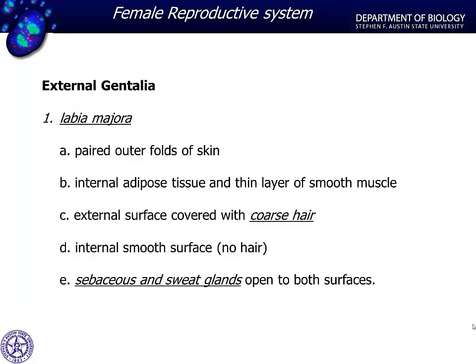Lastly, we have our external genitalia. This is going to consist of the labia majora, labia minora, and again, what we're going to see here is fairly reminiscent of what we've seen with integument. This is going to be skin.